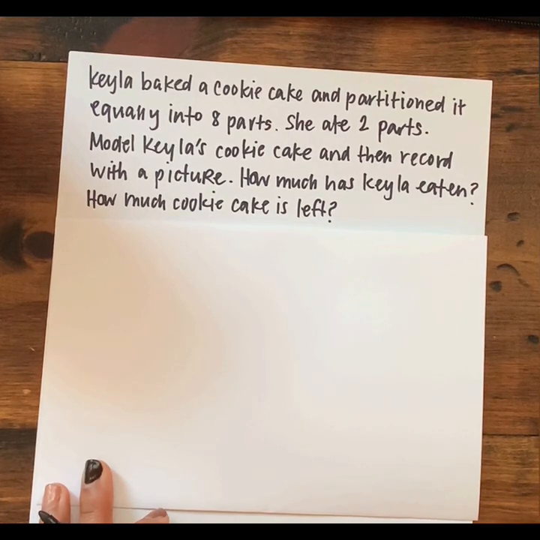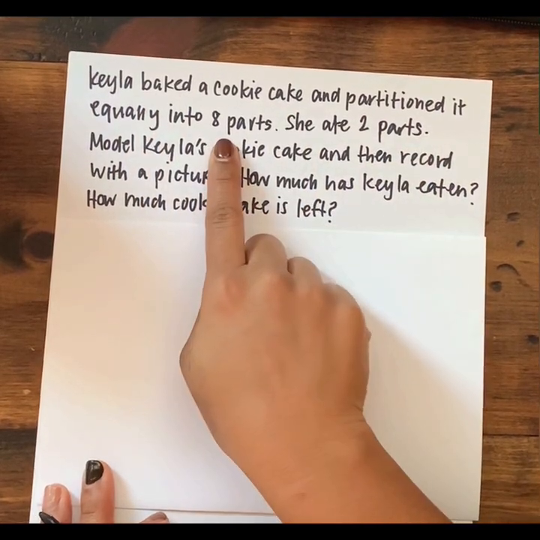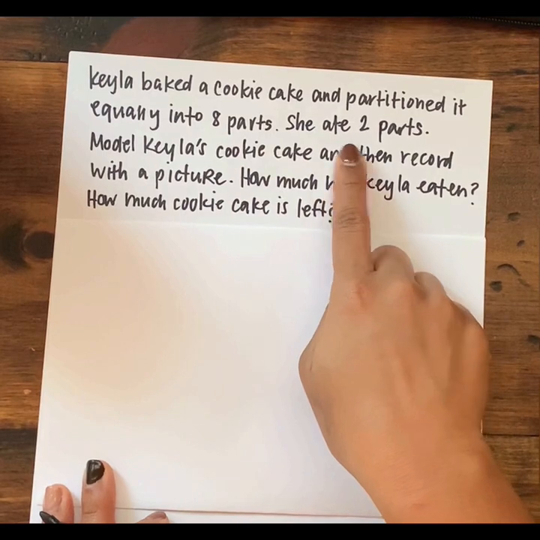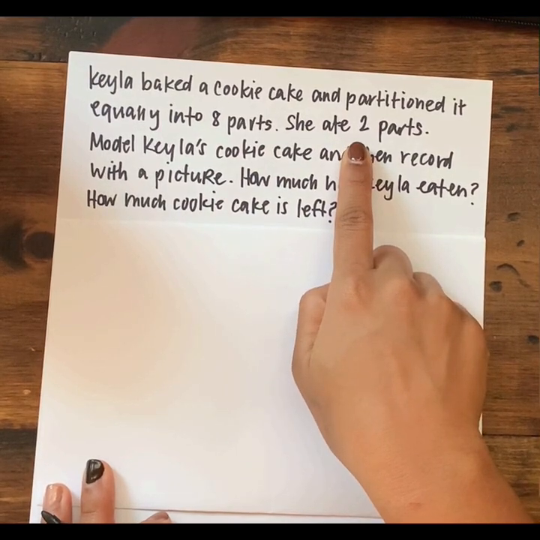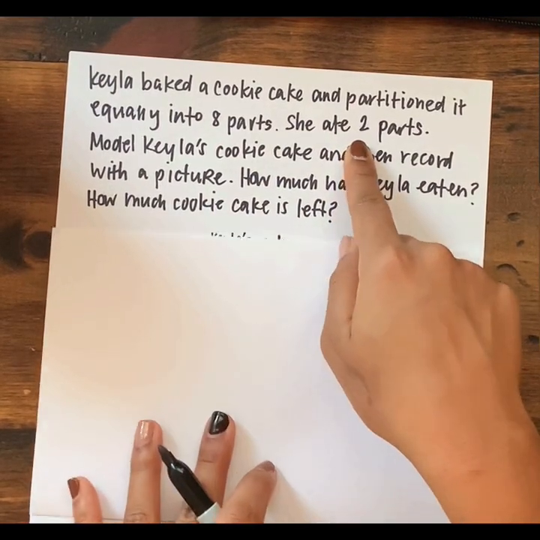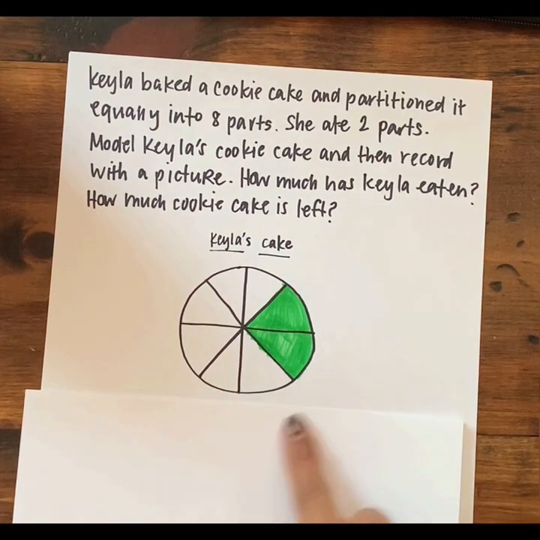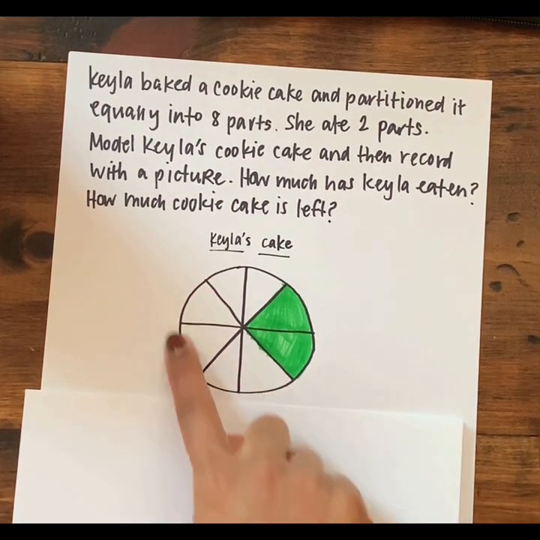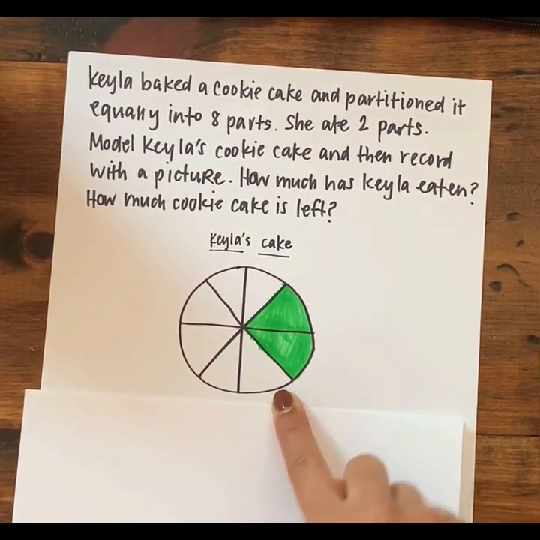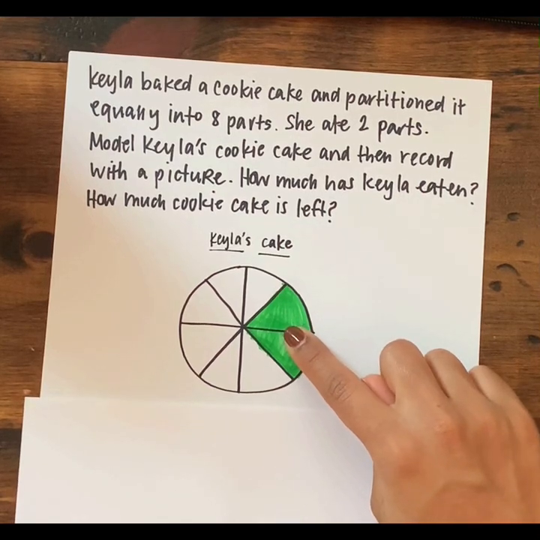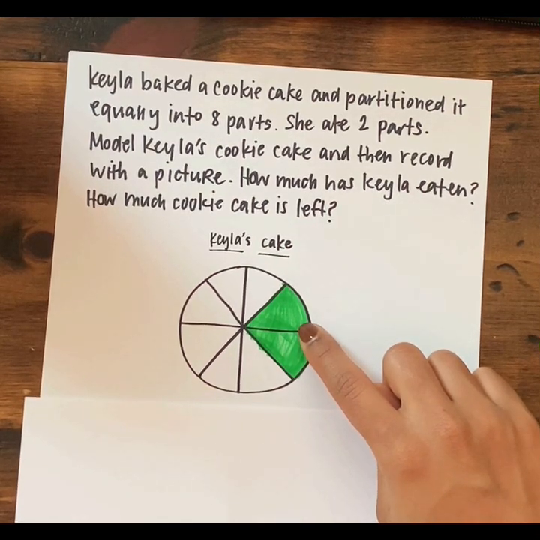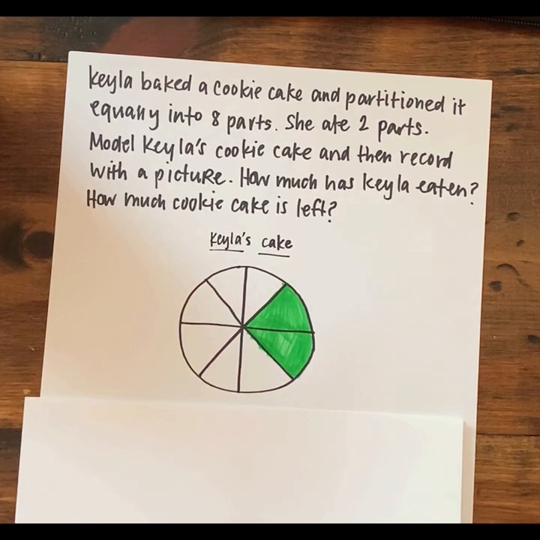I heard you say that in the story, we know that Kayla baked a cookie cake and partitioned it equally into 8 parts. We also know that she ate 2 of them. We can represent by drawing her cookie cake like this, partitioning it into 8 equal parts, and then shading the 2 that she ate. What can we do to figure out how much cookie cake she has left?